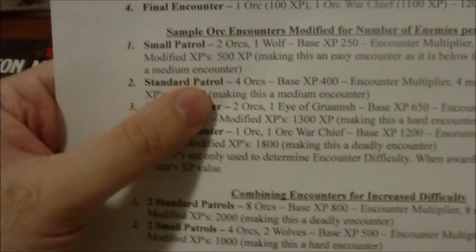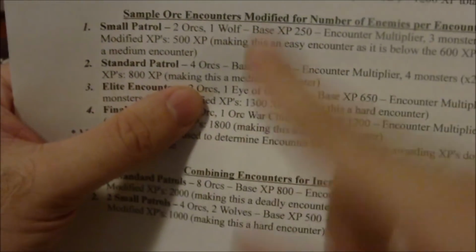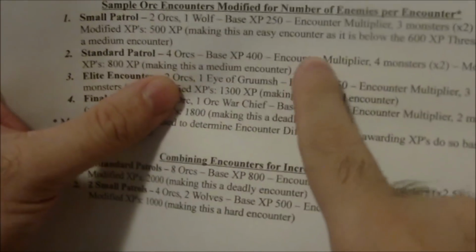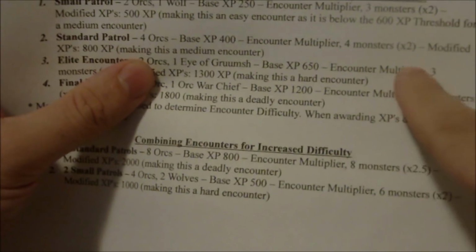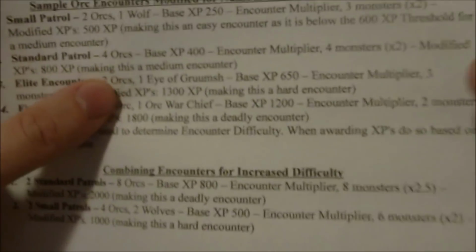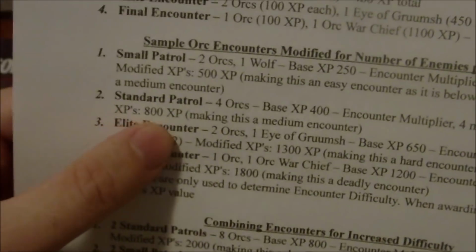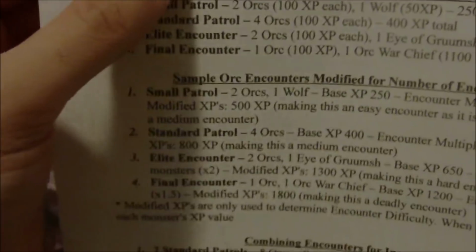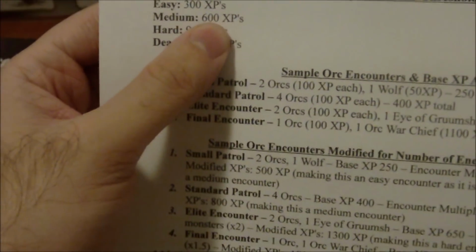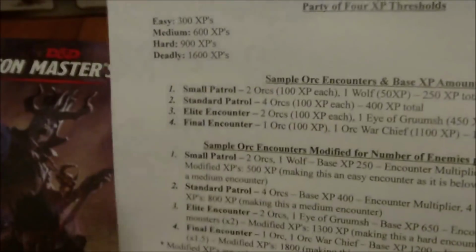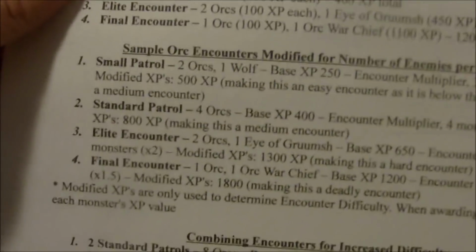Moving on to our standard patrol, we have 4 orcs with a base experience point total of 400. The encounter multiplier is 4 monsters, so that's still within the 3 to 6 range, so it's times 2. The modified experience points is 800, so that would put it less than the threshold for hard encounters, but above the threshold for medium encounters. So this would be considered a medium encounter difficulty.